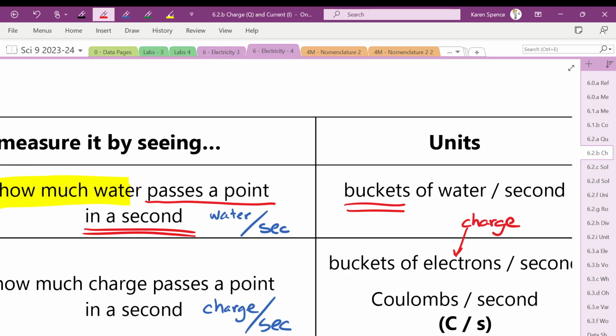And what did we call a bucket of electrons? A coulomb. Coulomb. Everyone say it with me. Coulomb. Coulomb. It's like Sesame Street here.